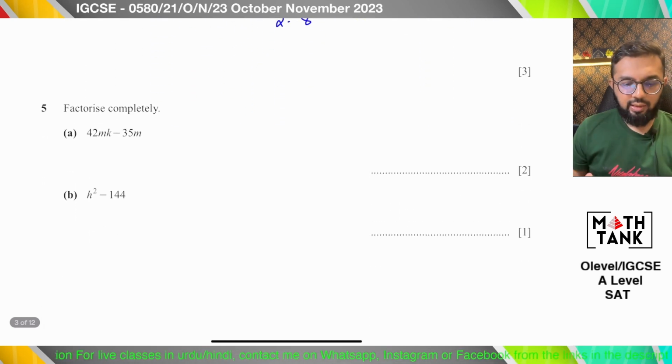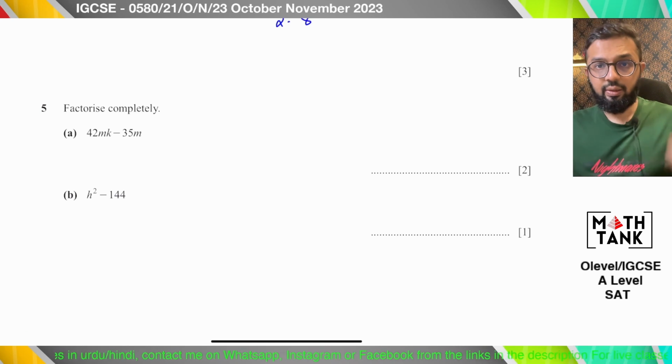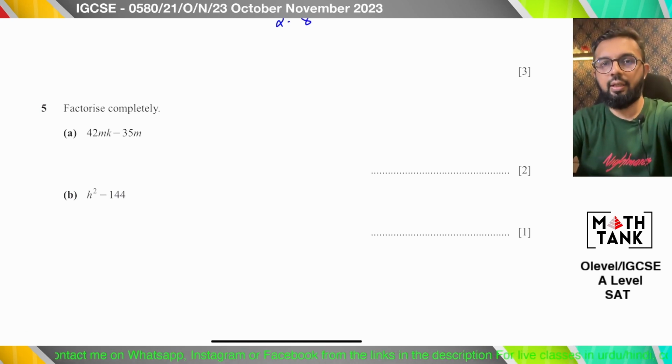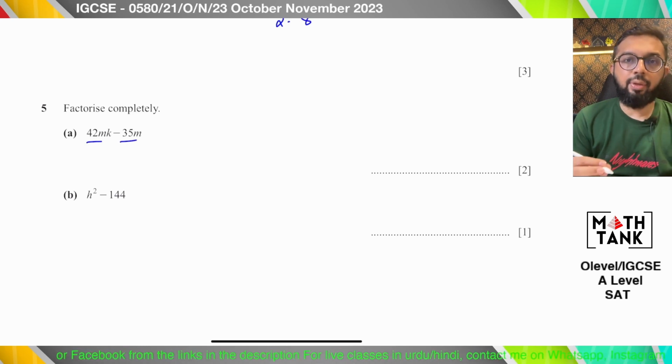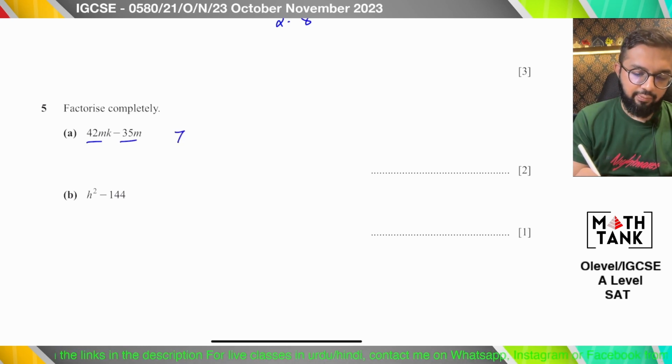Then the next question says factorize completely. So this is a question on algebra and it says factorize completely. So I'm going to try to factorize. What I see first is what is common. So I see that there are multiples of 7. So 7 must be common and there's m in both. So m must be common as well.